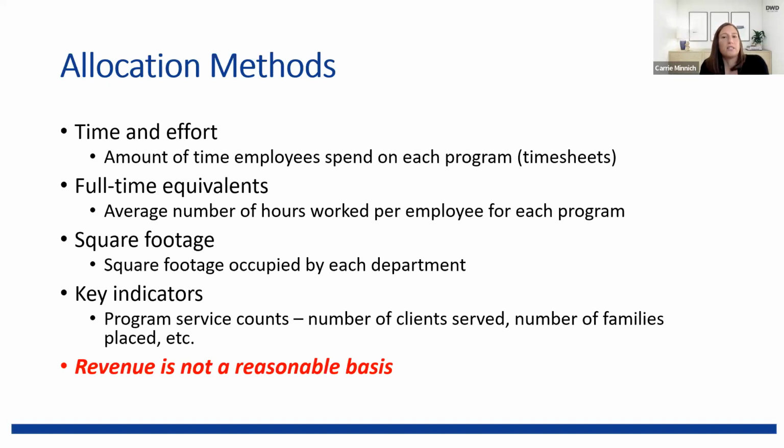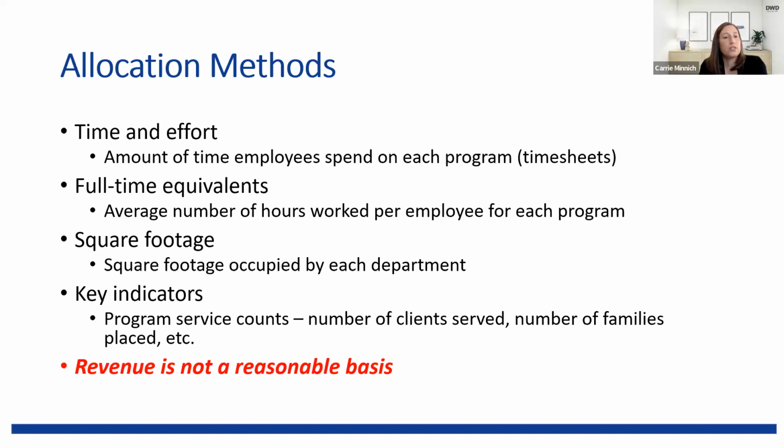Now, the other indirect expenses, you're going to have to figure out what the best way for your organization is to allocate these expenses. There's no really right or wrong answer. It just has to be reasonable. So another common method is full-time equivalents. So here, we're going to look at the average number of hours worked per employee for each program, each function. So when we look at program, management and general, and fundraising, we could allocate different expenses on the number of full-time equivalents in each one of those functions.